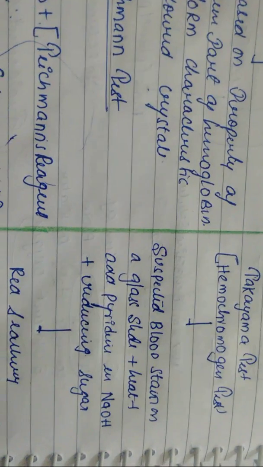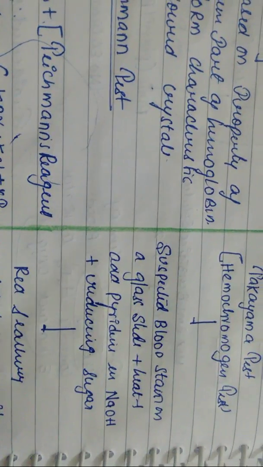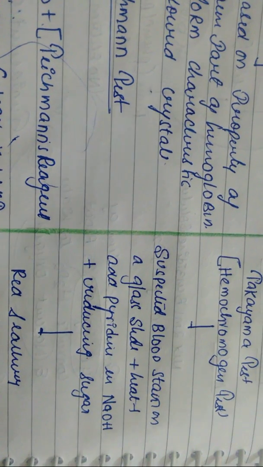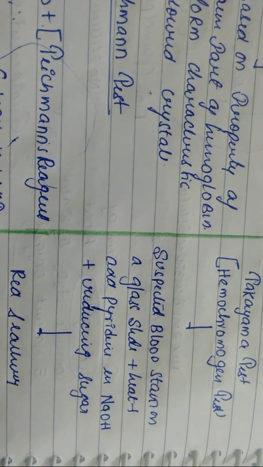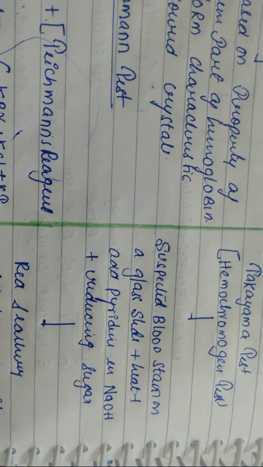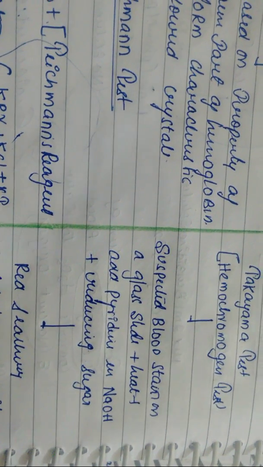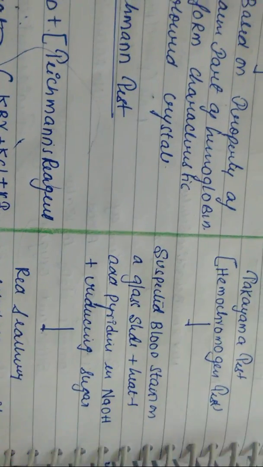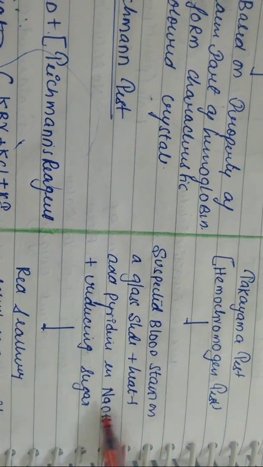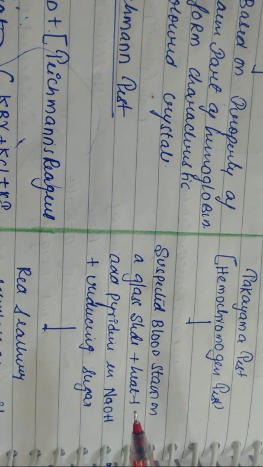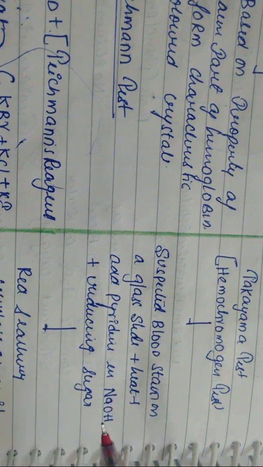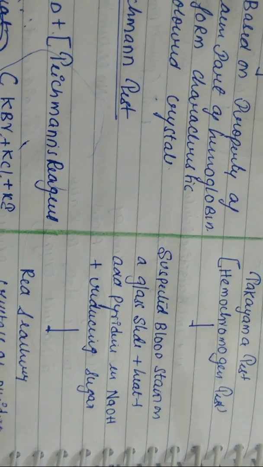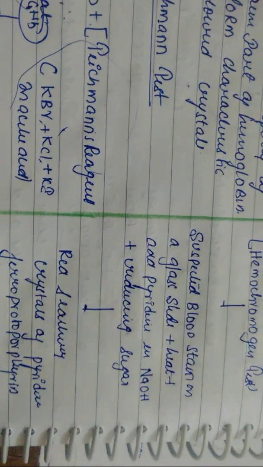The suspected blood stain on a glass slide. We are going to take the suspected blood stain on the glass slide. We're going to heat. We're going to add pyridine in NaOH plus a reducing agent. So when you have all these, like blood, we're going to heat it with pyridine in sodium hydroxide. Then we'll be having a reducing agent. So when you heat that, you get crystals, right?